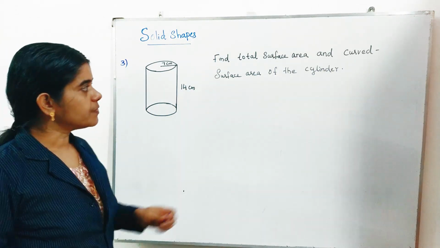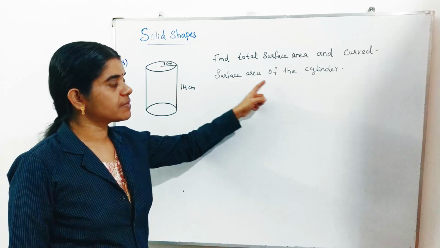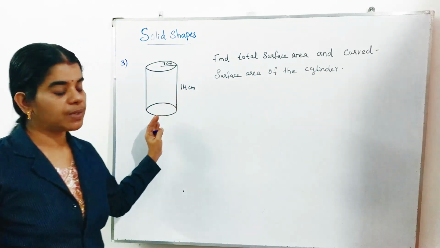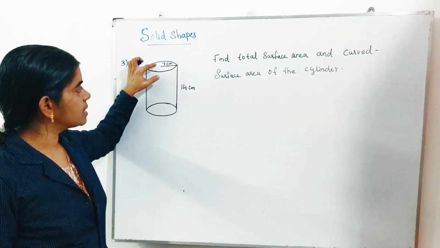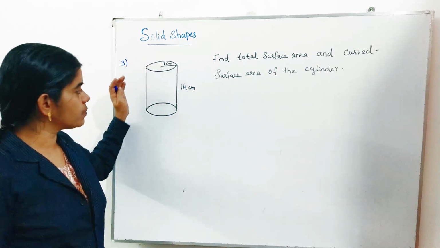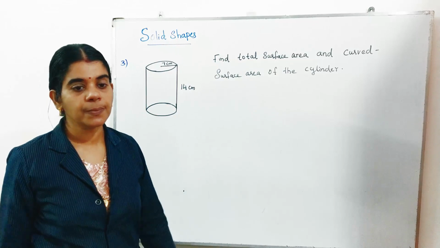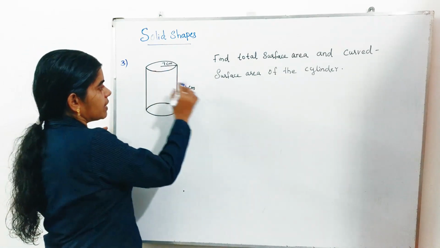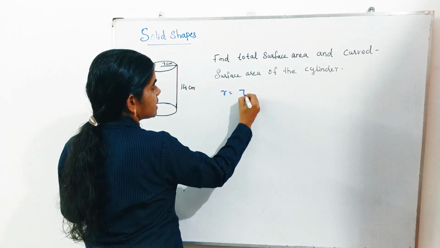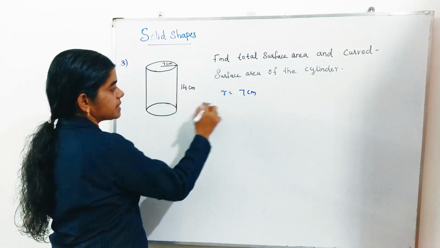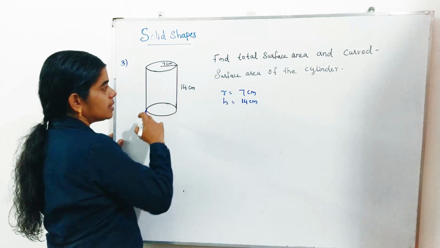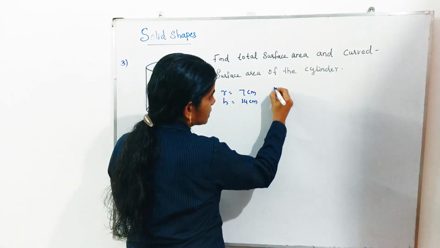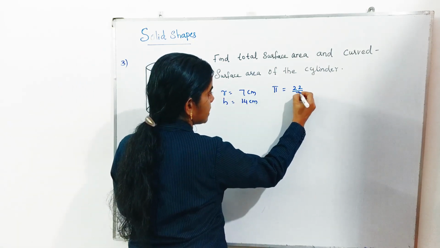Next question. Find the total surface area and curved surface area of this. You already know that this is the cylindrical shape. 3 faces are there. One circular face, here also one circular face, then curved surface area also. Here the given radius is equal to 7 centimeter. Height of the cylinder, that is H, is given 14 centimeter. Here pi value is given 22 by 7.